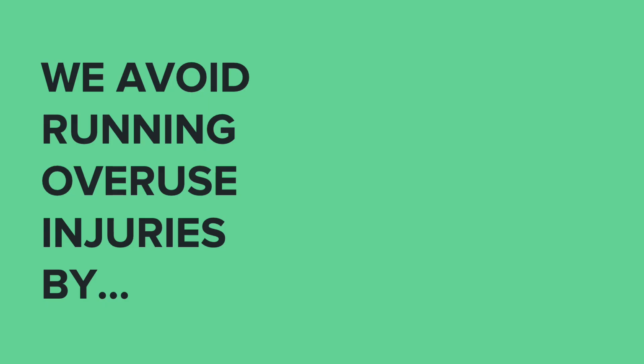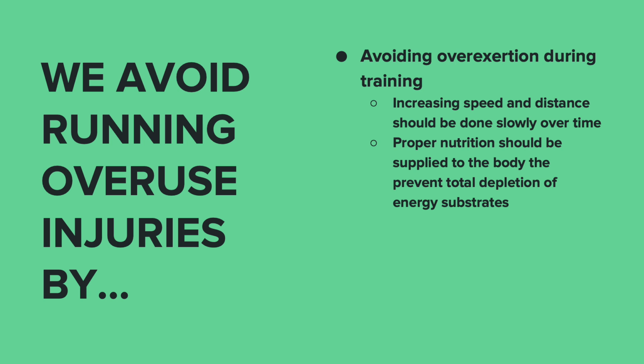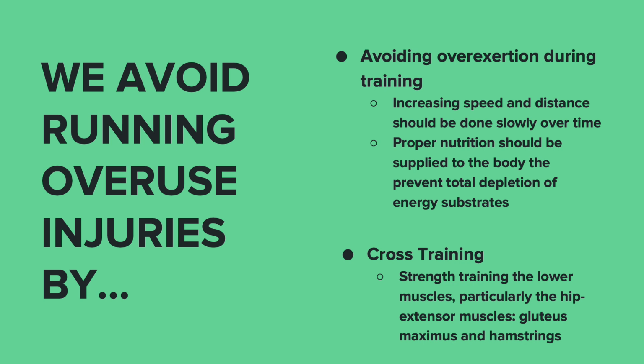Therefore, we avoid running overuse injuries by avoiding overexertion during training. This is done by increasing speed and distance slowly over time and supplying the body with proper nutrition to prevent the total depletion of energy substrates. And cross-training by strength training the lower muscles, particularly the hip extensor muscles, which include the gluteus maximus and the hamstrings. So, follow these guidelines and you'll be one step closer to a safe running experience.